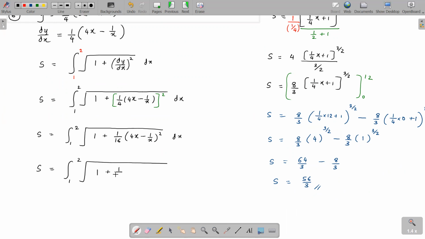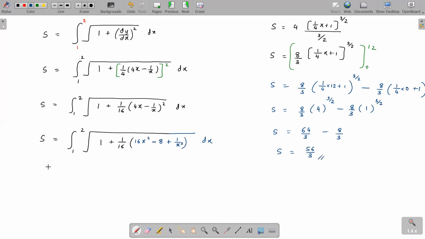1 plus 1 over 16, shall we open the bracket? 4x minus 1 over x square means 4x minus 1 over x into 4x minus 1 over x. Can you simplify the bracket immediately? 16x square, 4x into minus 1 over x, so you'll have to put a minus and then double it. You multiply these two terms and take twice of it. 4x into minus 1 over x is minus 4, and then that times 2 is 8. And then the minus 1 over x whole square, you get 1 over x square, with respect to x.